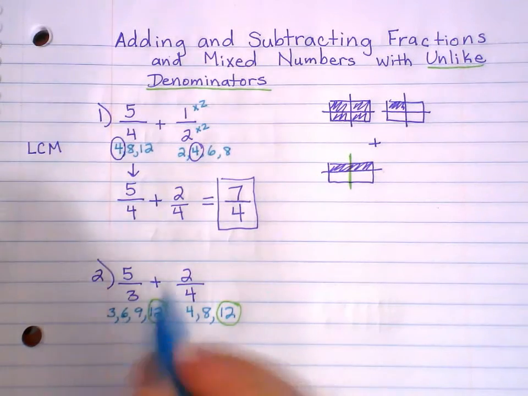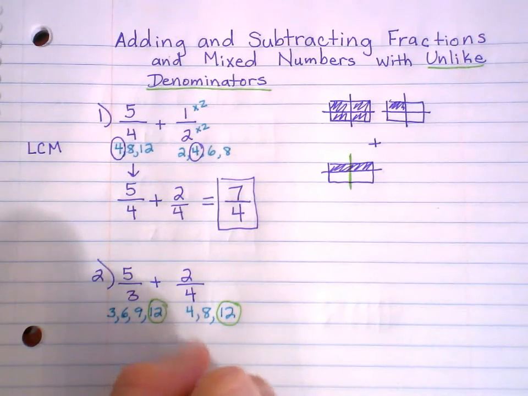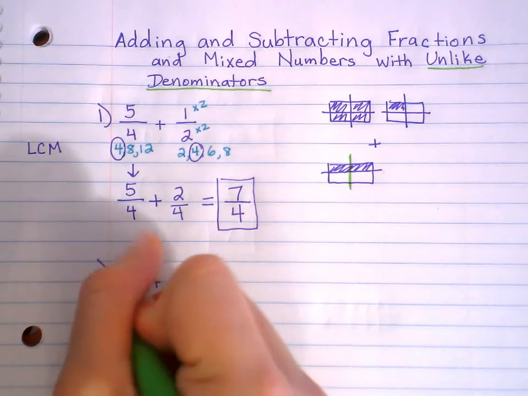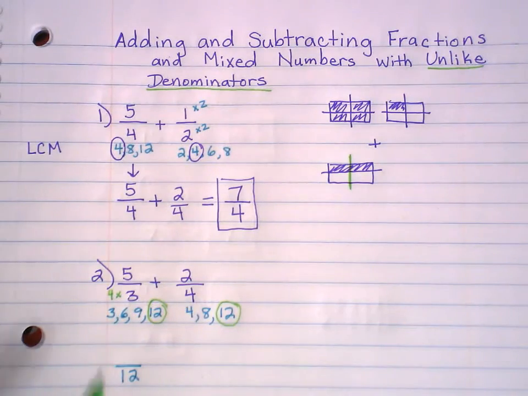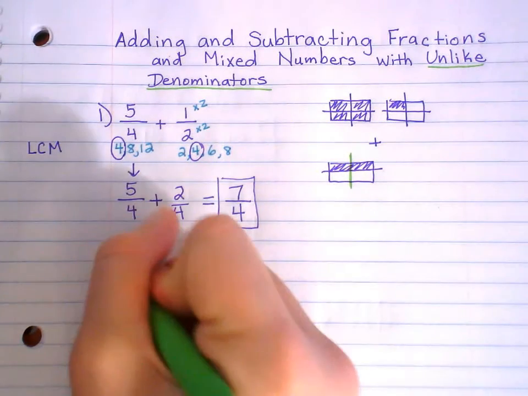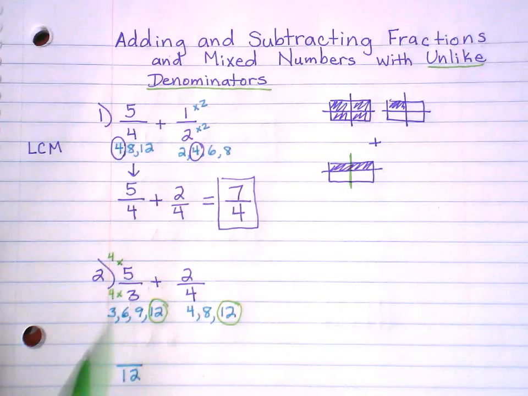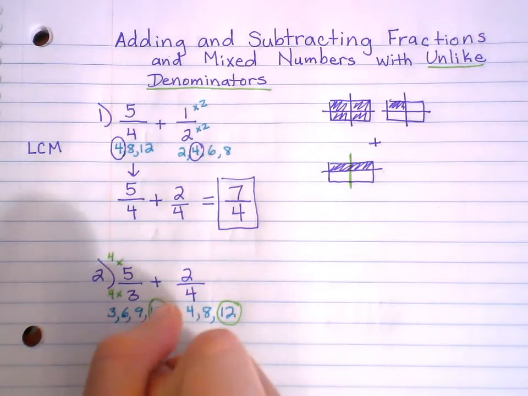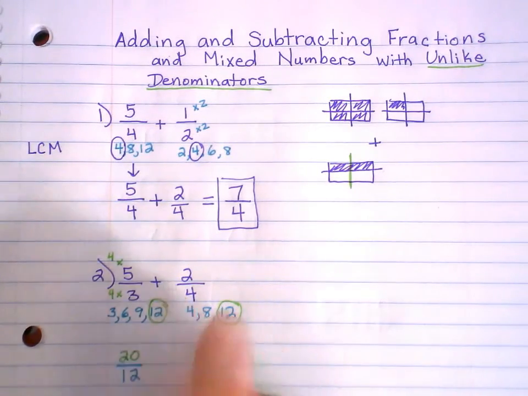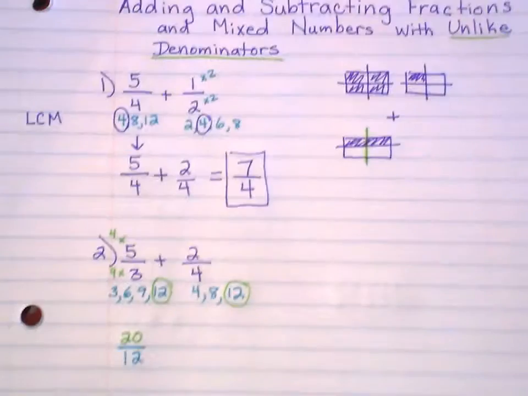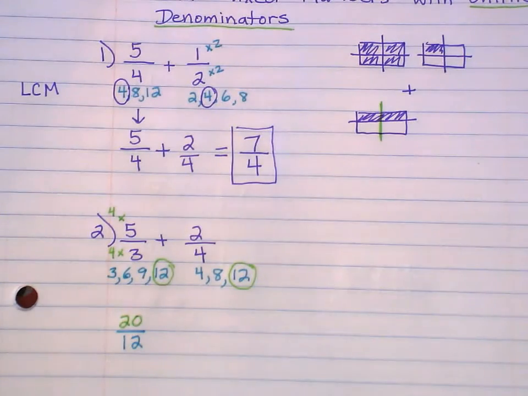Okay, so how do we get 3 to become a 12? Well, 3 times what is 12? 3 times 4 is 12. What we multiply the denominator by, we multiply the numerator by. So if we multiply 3 by 4, then we have to multiply 5 by 4. 5 times 4 is 20. So we have 20 twelfths. That's exactly the same as 5 thirds. We just simplified it. I mean, we just actually made it bigger.